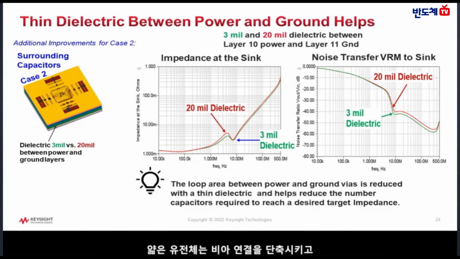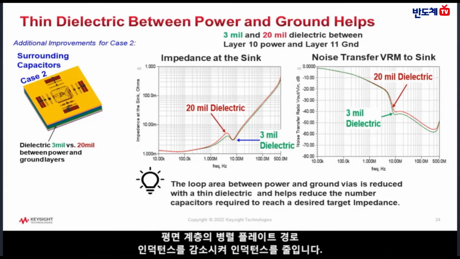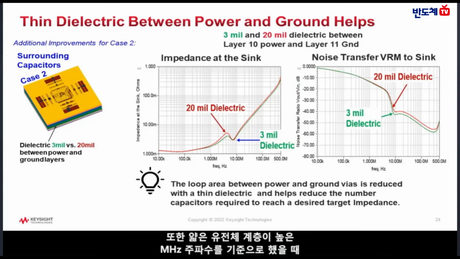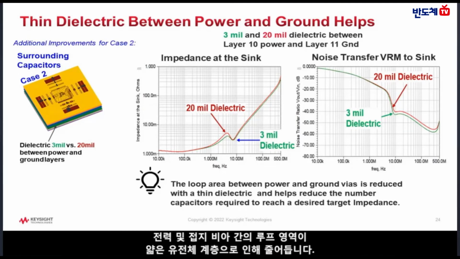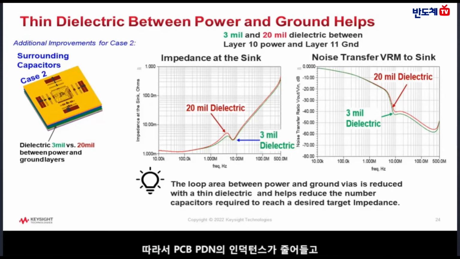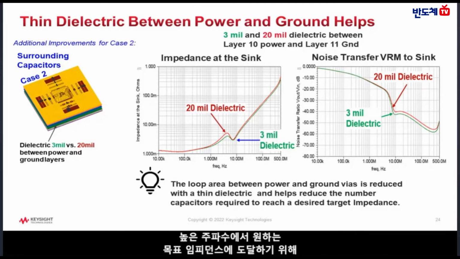The thinner dielectric reduces the inductance by shortening via connections and parallel plate path inductance on the plane layers. The thinner dielectric layer also reduces the noise transfer from the VRM to the sink at higher megahertz frequencies. In this experiment, the loop area between power and ground vias is reduced with the thinner dielectric layer. This reduces the inductance of the PCB PDN, which results in fewer capacitors required to reach a desired target impedance at the higher frequencies.